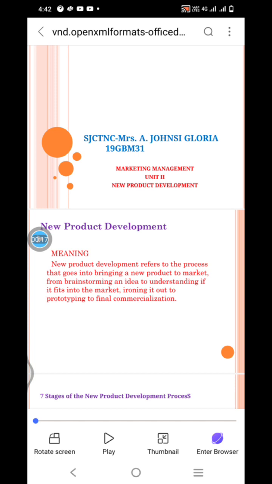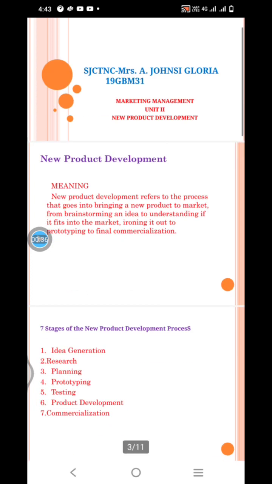Today we are going to discuss the topic of new product development. This topic is covered in the subject of marketing management, unit 2. First, we see new product development. What is meant by new product development?